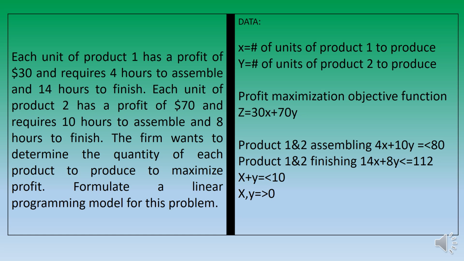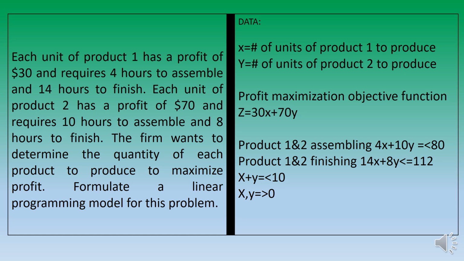Now each unit of product 1 has a profit of $30 and requires 4 hours to assemble and 14 hours to finish. So it has a lot of information. First, the profit maximization function has to be made because the profit is given. Product 1 requires 4 hours to assemble and 14 hours to finish. Since assembling and finishing are separate, they have to be dealt with as separate constraints.